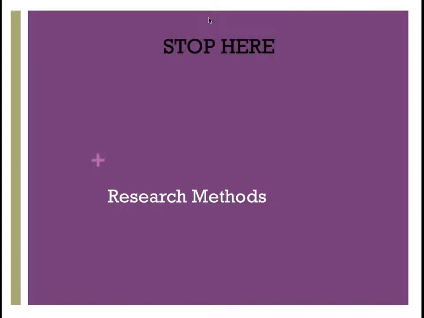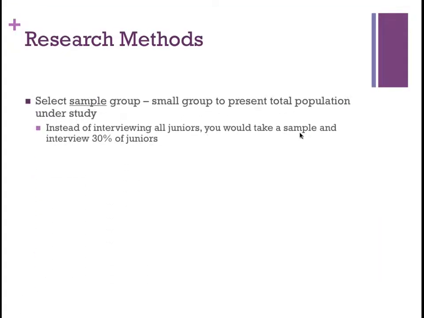Next, we're going to take a look into research methods, so the different ways that psychologists do their experiments or try to find out the behaviors that people will do. Okay, to begin with, first you select your sample group, and this is a small group of people that represent the total population. Okay, there is no way that you could do an experiment to test the entire student body of Algona High. It's just not possible. So instead, you pick your sample group. So for example, instead of interviewing all juniors, you would take a sample and interview 30% of the juniors. So it's a good sampling of the student body of the junior class.